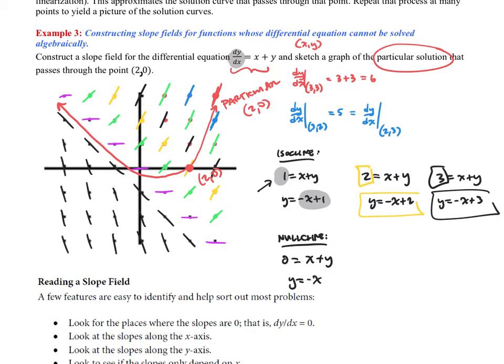You can see that clearly, if I had a solution, or excuse me, a solution that passed through this point here, which would be negative 1, negative 3, that's going to look a whole lot different than a particular solution above that slant asymptote. Now that is the technique using isoclines and nullclines.